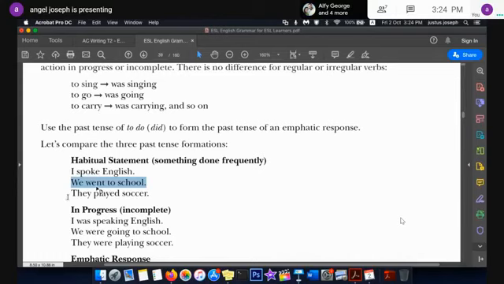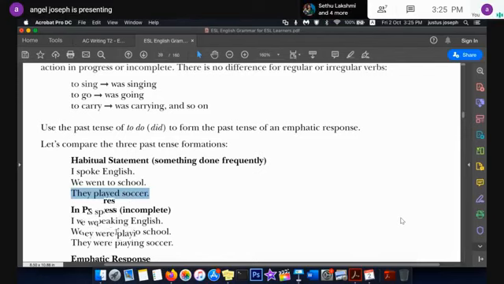They play soccer became they played soccer. An action that happens frequently but possibly in the past. It can be the near past or it can be a very distant past. For that you need more information. But right now what we know, they played soccer. It was something that they usually used to do, and right now it's not being done. So that's why it said they played soccer.